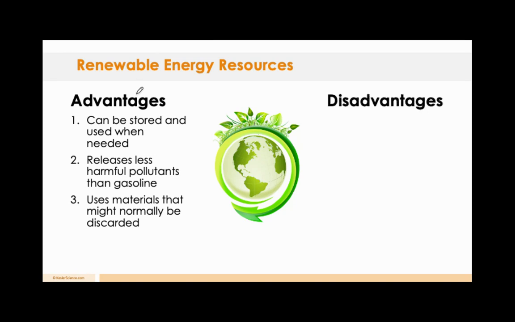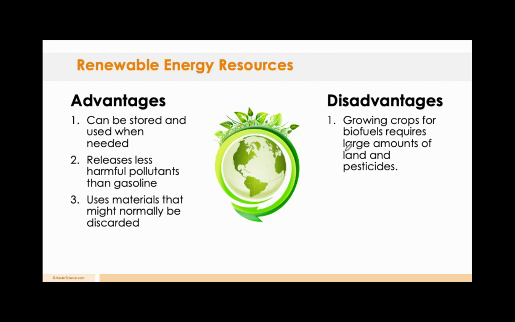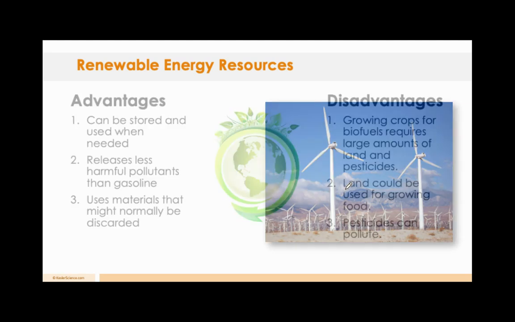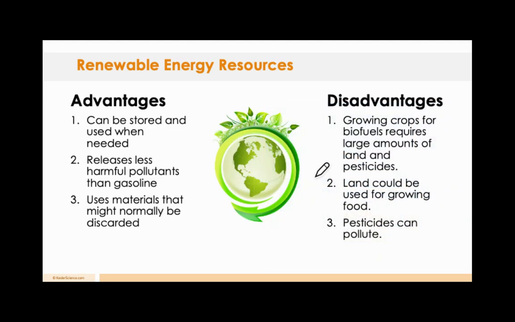However, some disadvantages. Growing crops for biofuels requires large amounts of land and pesticides. Also, if you ask me, this is a bigger one. Land could be used for growing food. You're now using our food source in order to run your car rather than using a black sludge coming out of the ground. And pesticides can pollute. Yeah, they can. But looking at this, I think we have a lot of other issues to deal with rather than just pesticides. We'll get into wind power in the next video.